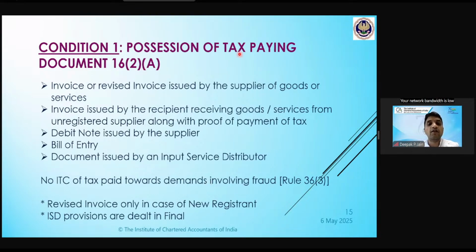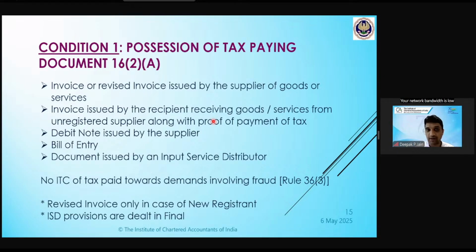Second is invoice issued by the recipient who is receiving goods or services from an unregistered supplier along with the proof of payment of tax. When will this happen? This will happen in case of reverse charge mechanism. When I have to pay tax under reverse charge mechanism, then I will pay the tax and I have to issue an invoice on myself. In GST there is such a concept.